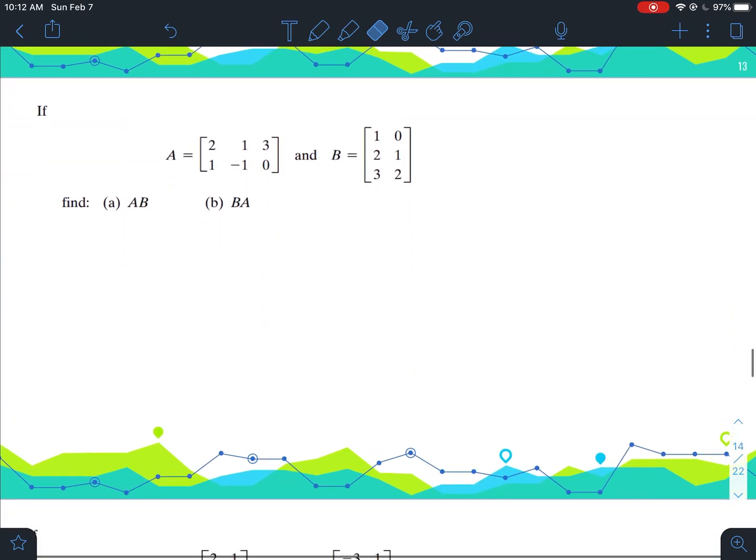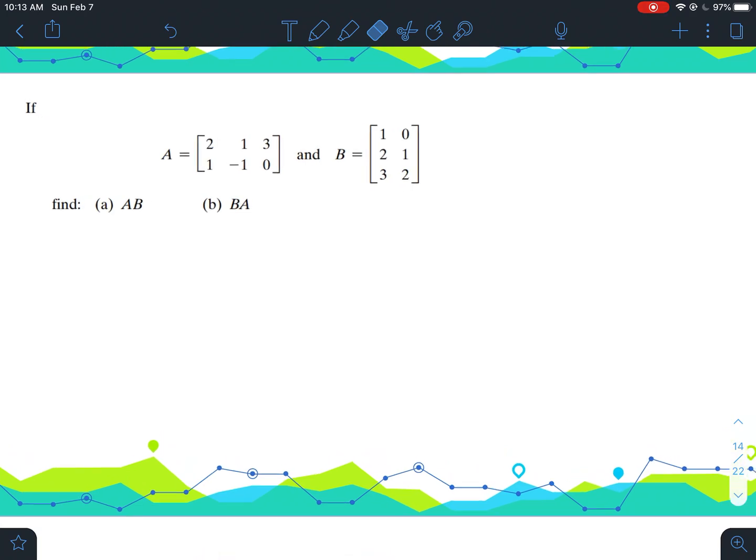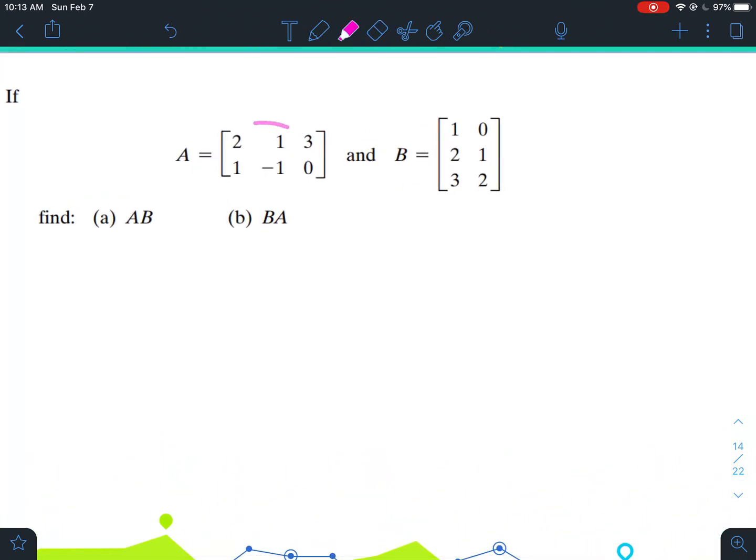All right, let's try another one. Let's try and find A times B. So we would take the first row of matrix A and multiply it by the first column of matrix B. So A times B would be 2 plus 2 plus 9, and then do it with the second column of matrix B. So it would be 0 plus 1 plus 6, and then we will take the second row of matrix A and then multiply it by the columns of matrix B.